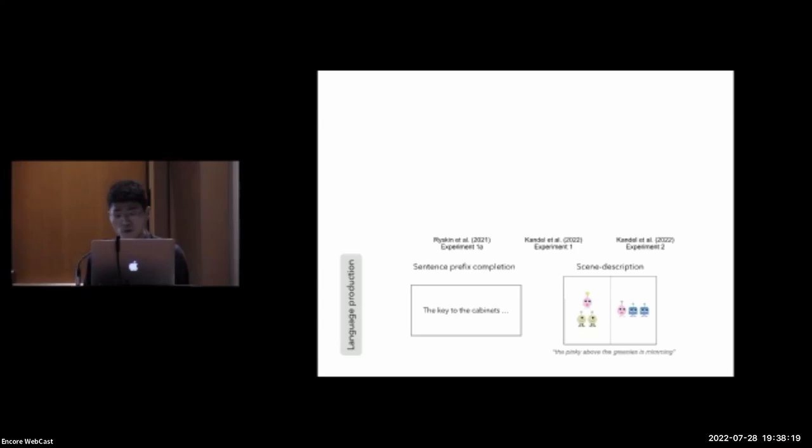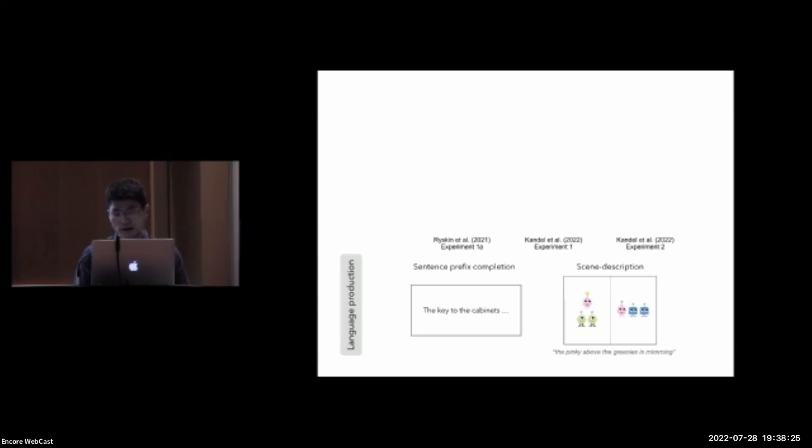We will first compute the statistics in language production using data collected from other people's studies, including Ryskin et al. 2021 and Kandoh et al. 2022. Both are language production studies. The Ryskin et al. study asked people to produce language using a visually presented sentence prefix completion paradigm, like the key to the cabinets. The prefix flashed for a few seconds, and the subjects were asked to retype the prefix and continue from there. And the Kandoh et al. study used a scene description paradigm, with novel objects on the screen, and asked subjects to produce a description of the scenes, like the pinky above the greenies is miming.